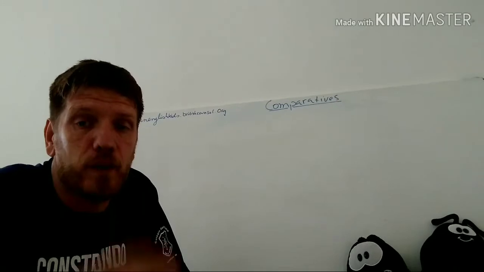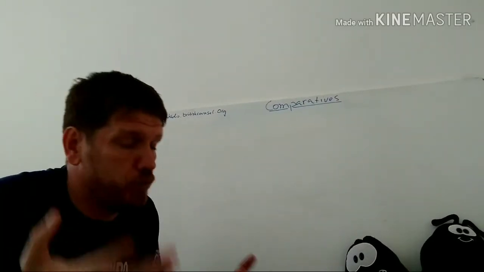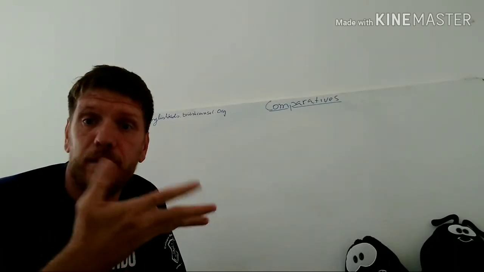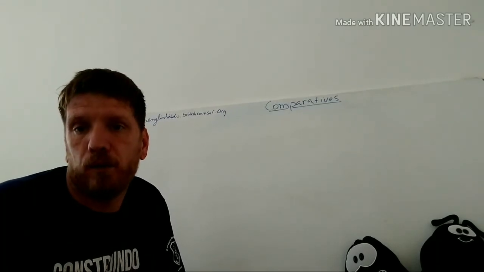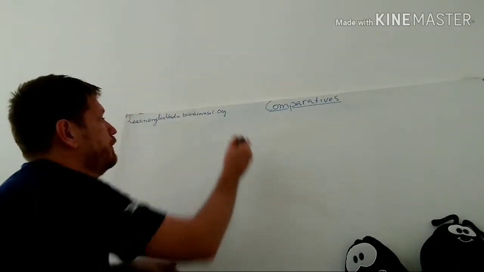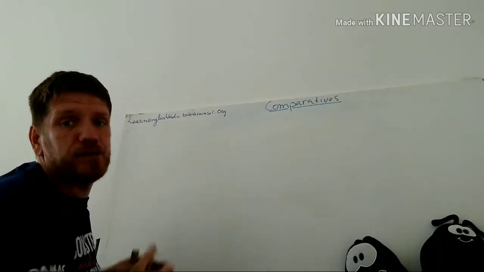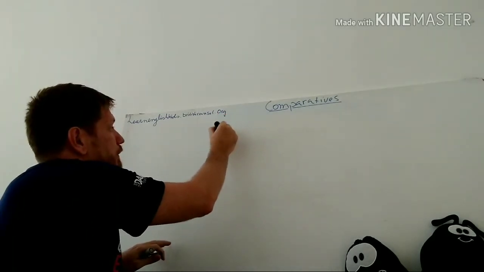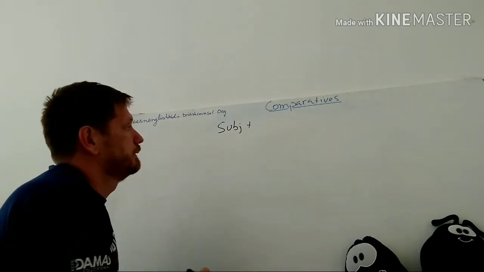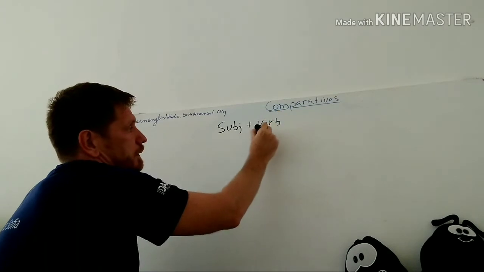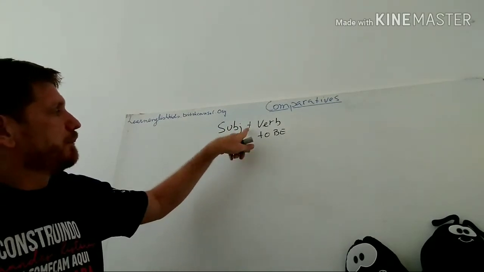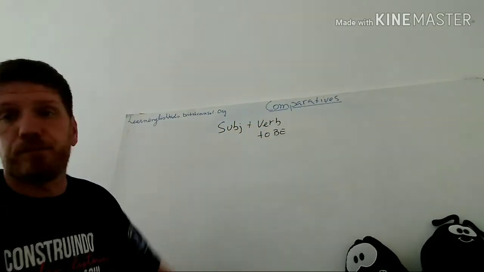Comparatives, as I said, is when we compare two things, two objects or two people. It helps us to describe better who we are talking about. Now, in comparatives, normally we use, as you can see, I've improvised a board to help you. We talk about the subject plus the verb to be.